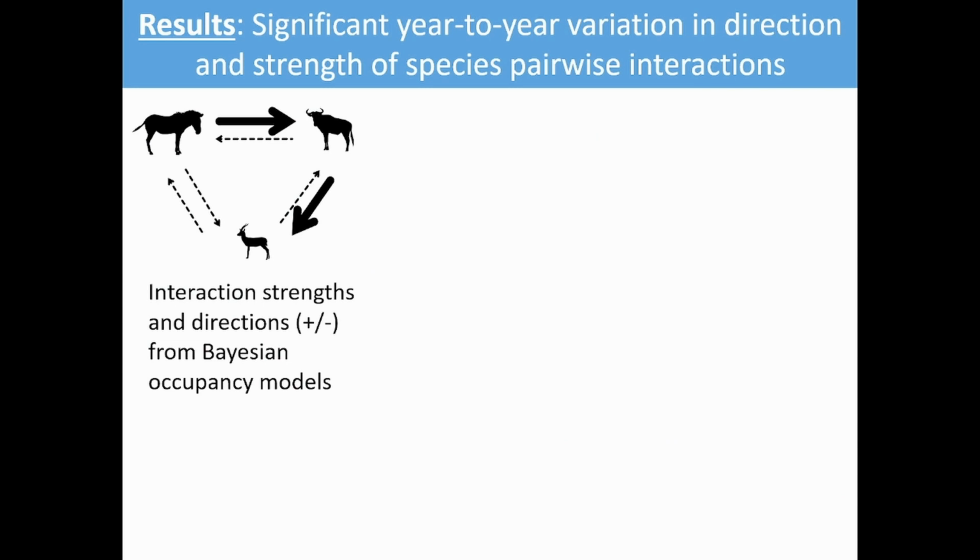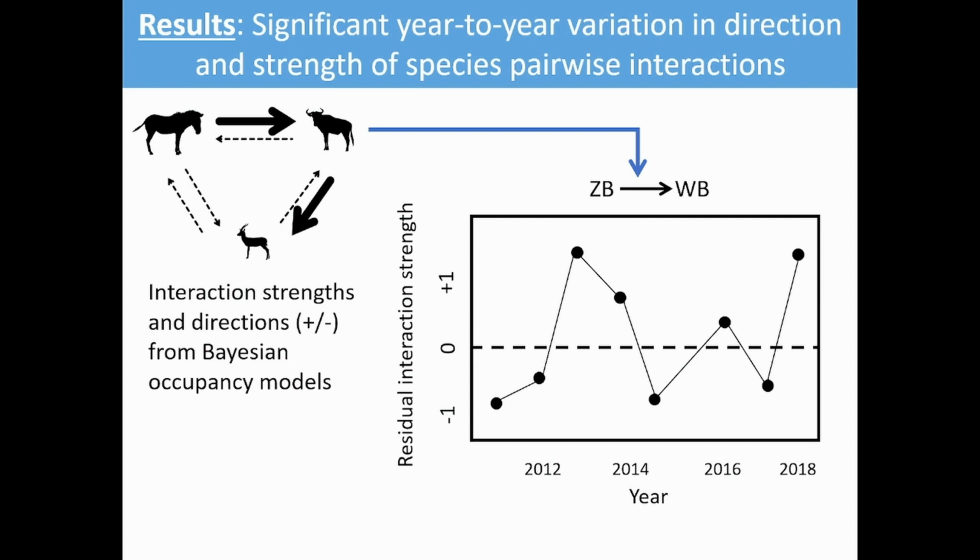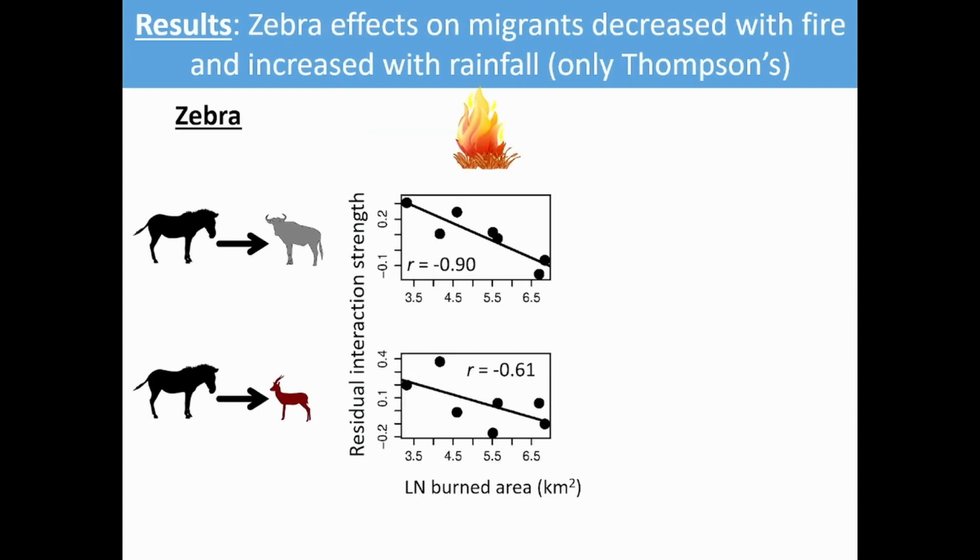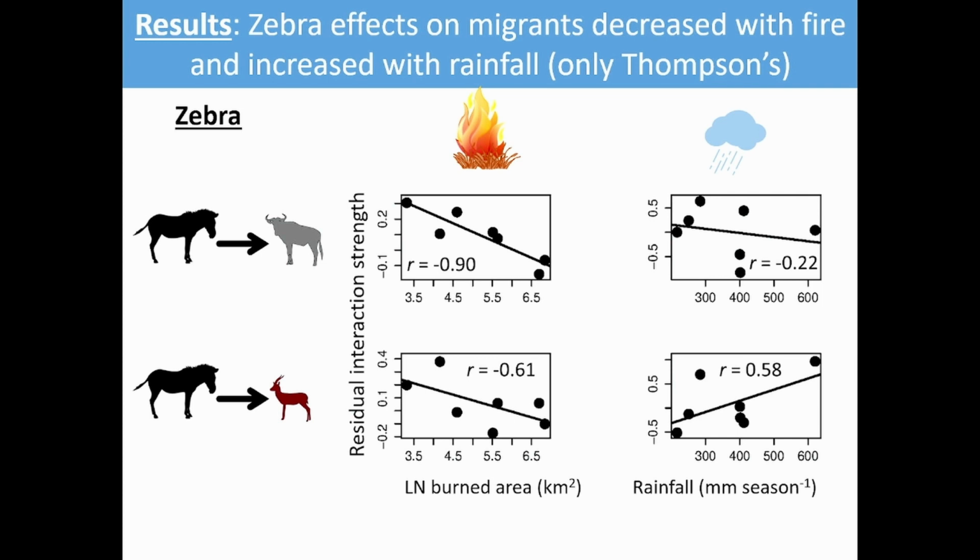So we looked at these interaction strengths from the Bayesian occupancy models, and I'm not going to really go into the details, but what we did is we looked at the residuals from the mean and said, was it a strong year where there was positive association between zebra and wildebeest or negative? And we took all these residuals and plugged them into regressions and looked at the effects of rainfall and fire. And what we found was something pretty striking: as burned area went up, the effect of large species on smaller species really went down, and with rainfall it went up, but only from larger species to Thompson's gazelle.